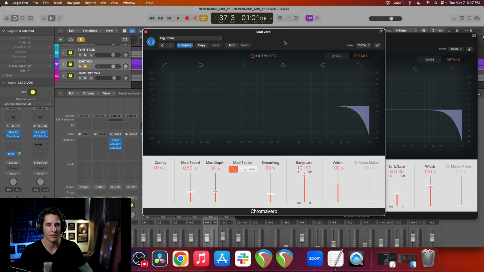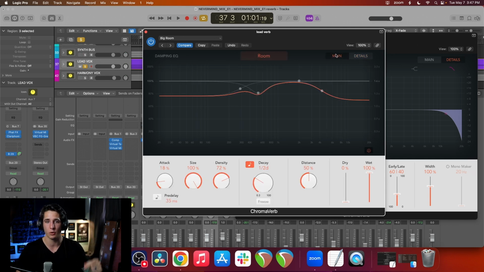Compare that against if I did the reverse. So this is 10% early, 90% late. There's an obvious increase of perceived distance there. So here's the close again. The late reflections are still there. They're just very, very quiet in comparison to the early reflections. So that is our biggest lever when it comes to distance of an item.